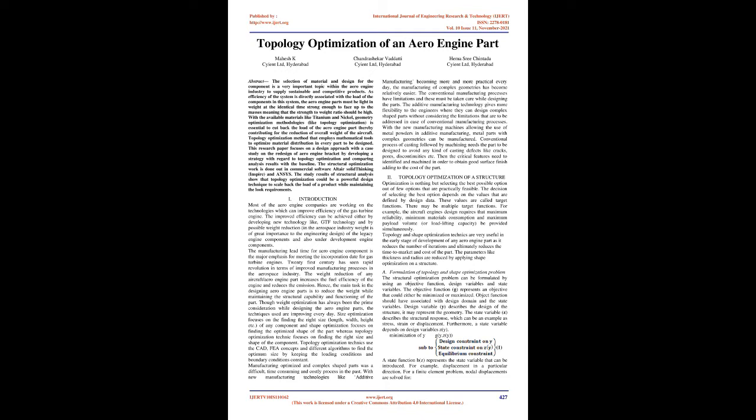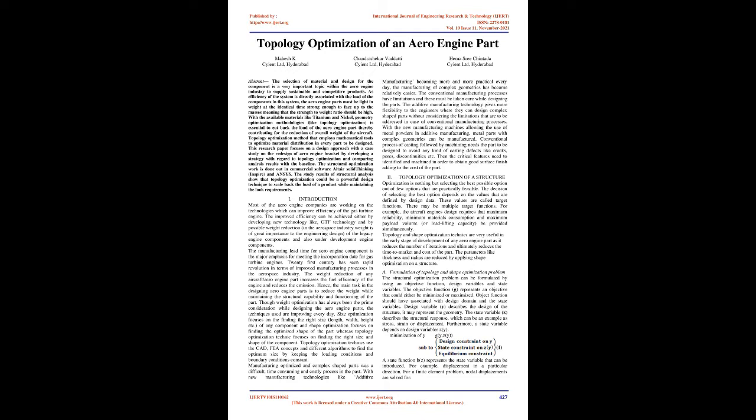Topology optimization is a method that employs mathematical tools to optimize material distribution in every part to be designed. This research paper focuses on a design approach with a case study on the redesign of an aero engine bracket by developing a strategy with regard to topology optimization and comparing analysis results with the baseline. The structural optimization work is carried out in commercial software Altair solidThinking Inspire and ANSYS. The study results of structural analysis show that topology optimization could be a powerful design technique to scale back the load of a product while maintaining the design requirements.